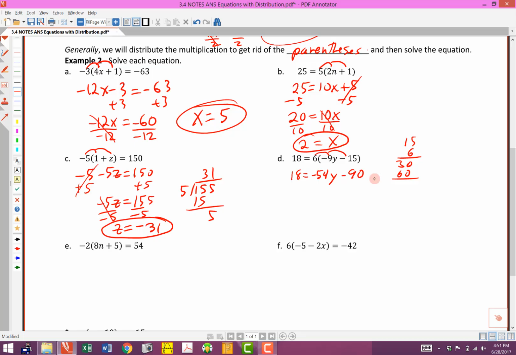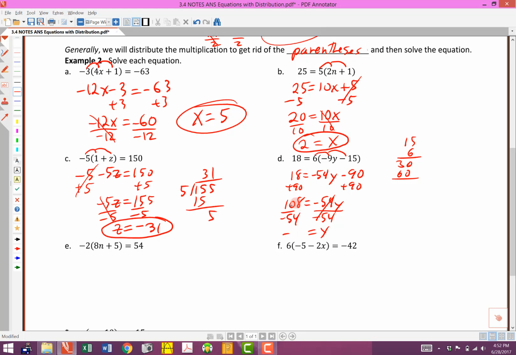So let's go ahead and finish this up. We're going to add 90 to both sides. So let's see if we add those together, that's 108, negative 54y. So big numbers, but we still use the same ideas. We need to get rid of timesing by negative 54, so we're going to divide by negative 54. Those cancel to be a 1, so we've got a y over here, and then a positive divided by a negative. Answer is going to be negative.